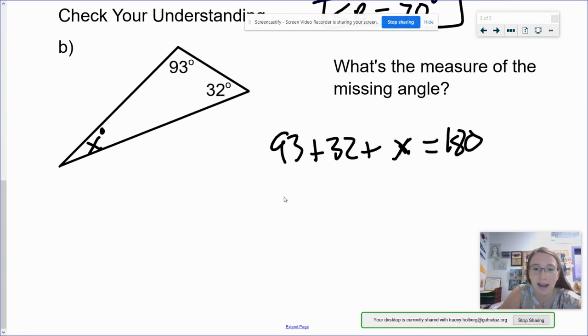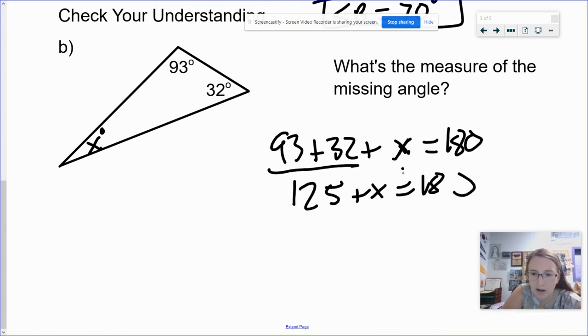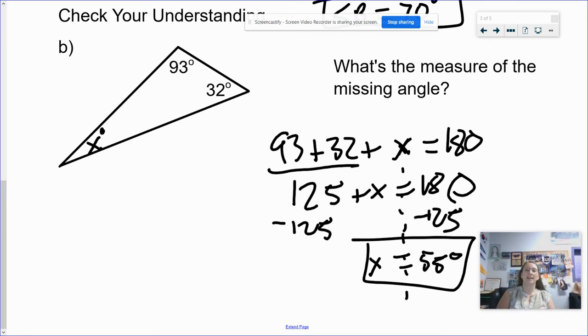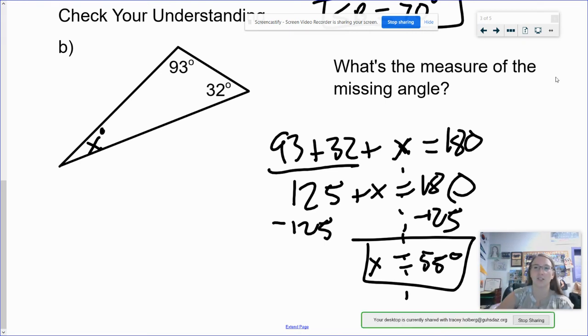Okay, they add up to 180, so I'm going to add these two together. 93 plus 32, that's 125. And now that I'm moving across an equal sign, now I need to do the opposite. Subtract 125. We get x equals, this should be 55. I think I did that right. So again, all three add up to equal 180. Really what we're doing is adding the two we know and then subtracting over to the other side.